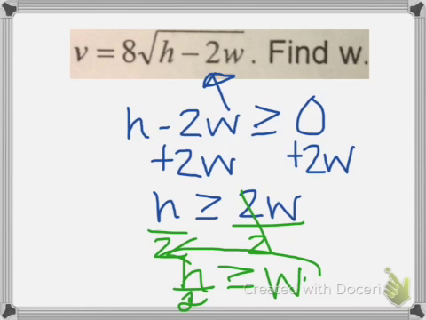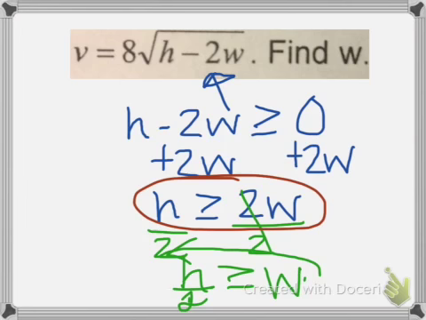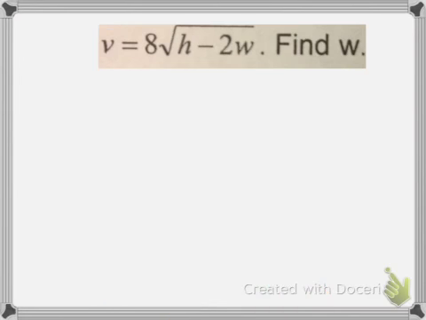So we have two restrictions you can look at. You can look at what I had in blue there, and I will circle that for us. Our restriction on h was h is greater than or equal to 2w. Our restriction for w would have been that w is less than or equal to half of h. Okay, after we know what our restrictions are, and we know what would keep our solution real, now I can actually go in and find w.